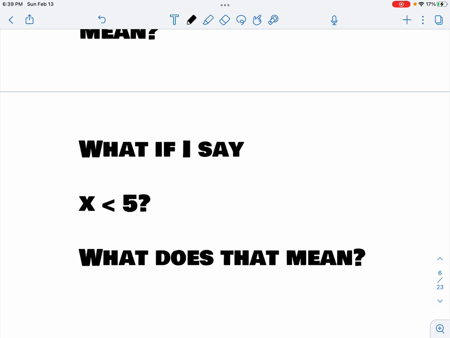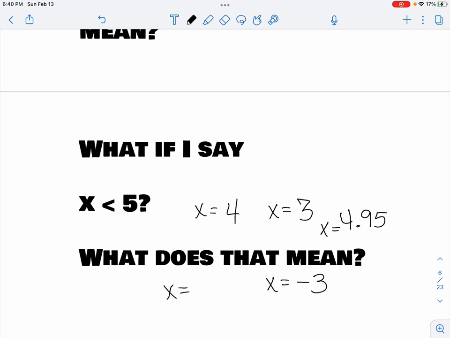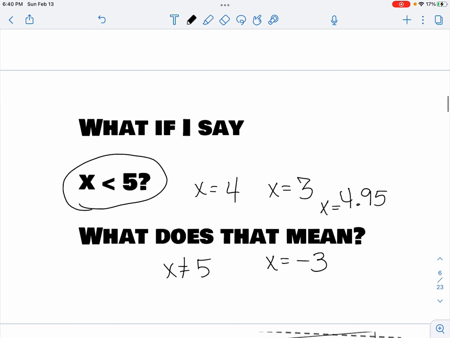So x could be 4. X could be equal to 3. X could be a number of solutions. It could be 4 and 95 hundredths. X could be negative 3. But x cannot be equal to 5 because x is anything less than 5. That is what that means.